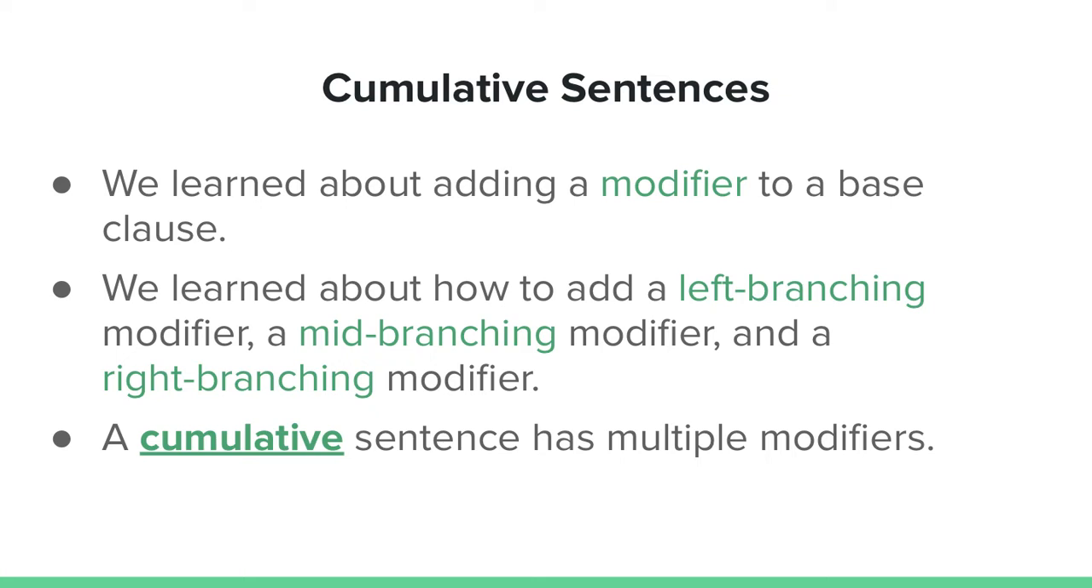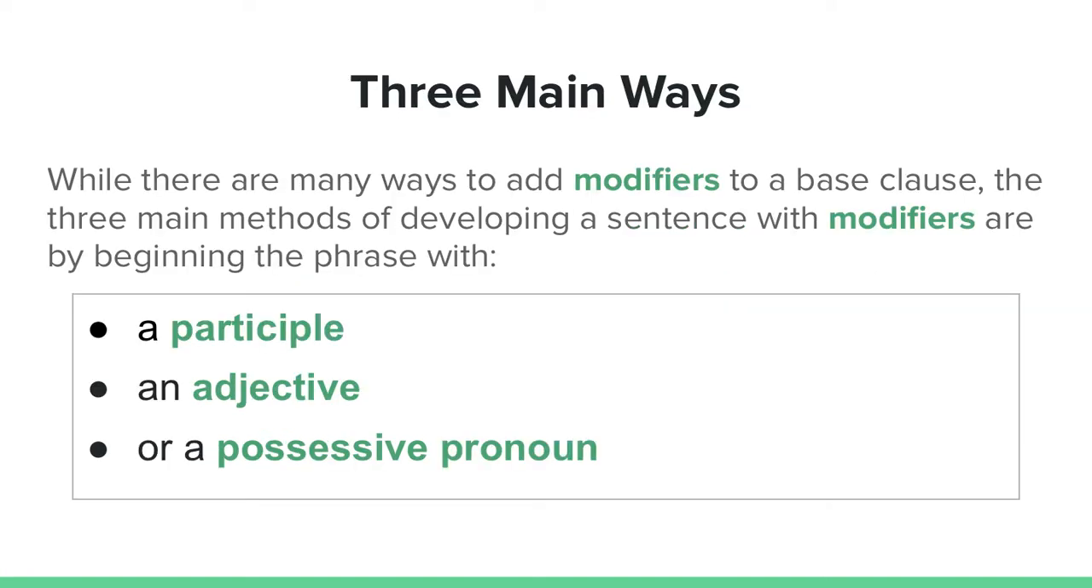So a cumulative sentence means it's accumulating more ideas. So it has multiple modifiers. And that's the big difference. So to refresh your memory, we talked about 3 ways you can add modifiers. You can begin a modifier. You can have it be a participle, which means an ing verb. You can have it be an adjective or a possessive pronoun.